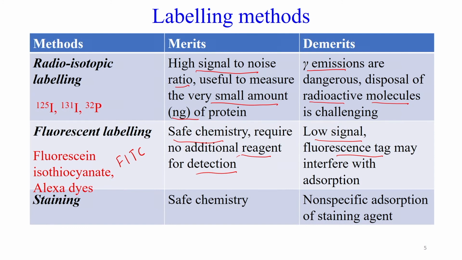The third method is that we go with a simple dye like silver staining or some other staining. Its merit is again that it has a safe chemistry, but if you are doing staining it is non-specific. So, it can bind, but we cannot say which particular protein or which particular amino acids it is binding to. So, these are the three labeling methods. We can label with radioisotope, fluorescent, and some dye or staining.